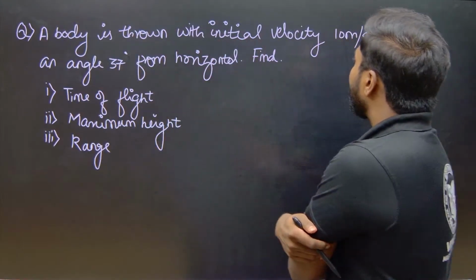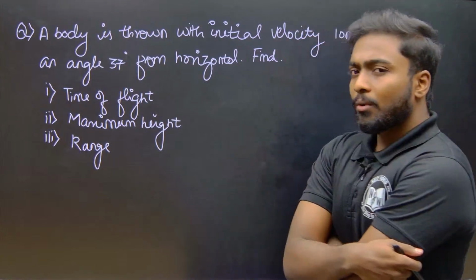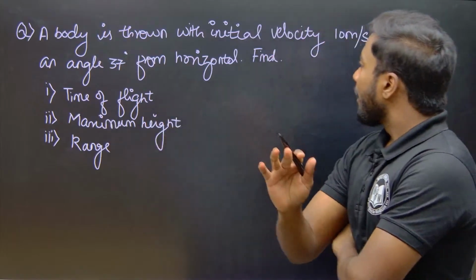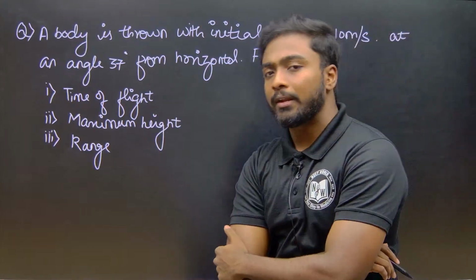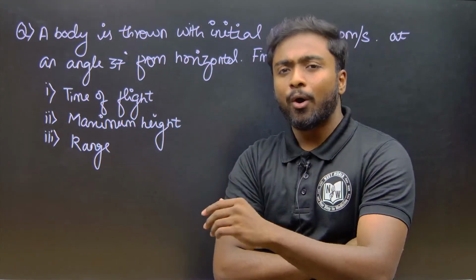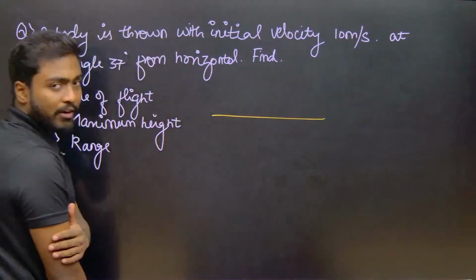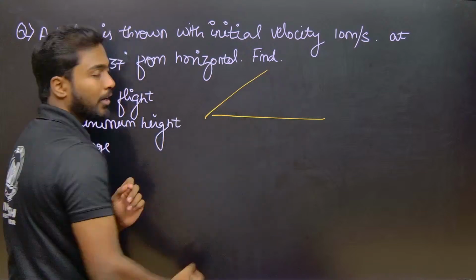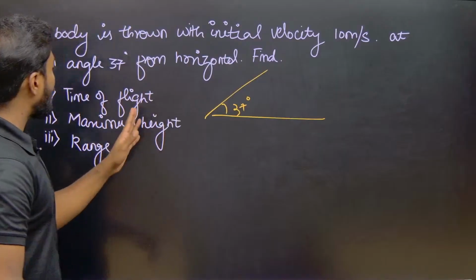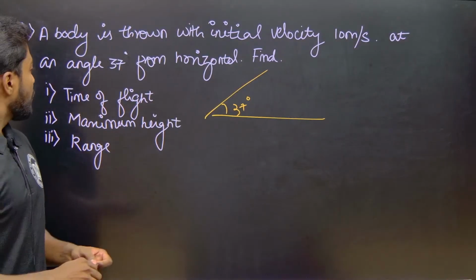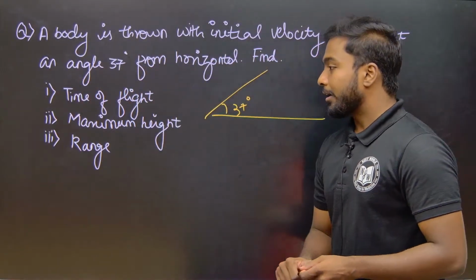A body is thrown with initial velocity 10 meter per second at an angle 37 degree from horizontal. What does it mean? I am throwing an object with an initial velocity, and with respect to the horizontal the angle made is 37 degree. I need to find the time of flight, maximum height and range here. So can you give the answer for the 3 questions, time of flight, maximum height and range?